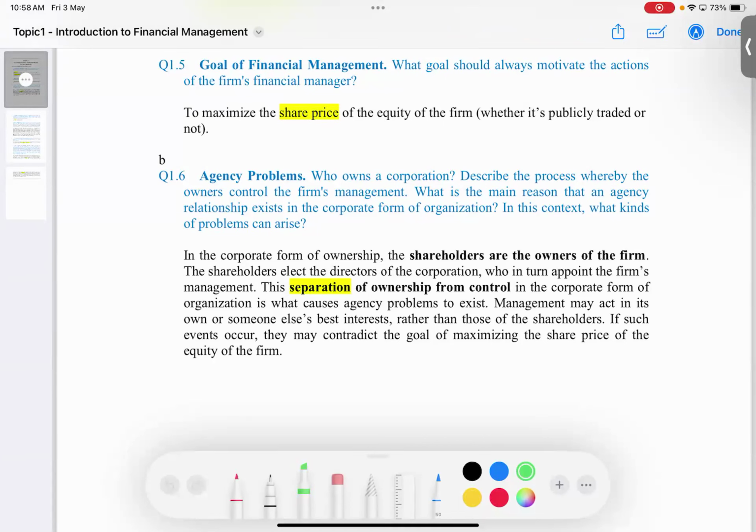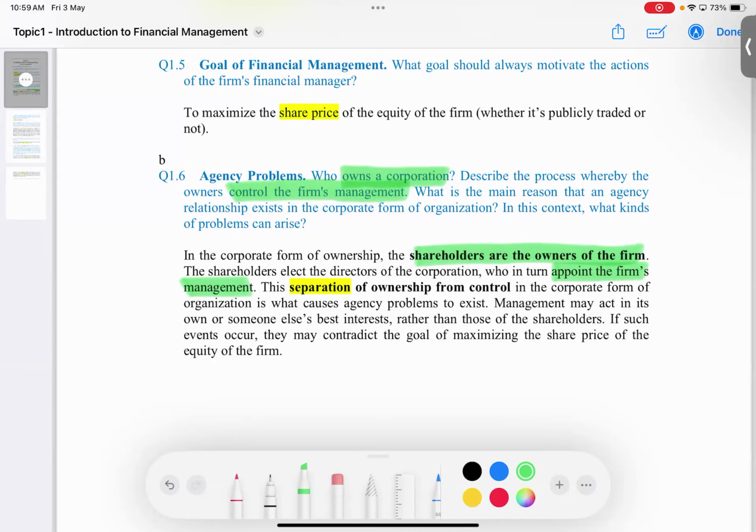Okay, so who owns the corporation? The shareholders. The shareholders are the owners of the firm. So what happens is they will hire the board of directors, the managers. They will appoint the board of directors or the managers to manage the business. So these are what we call the people who control, the people who run the business.